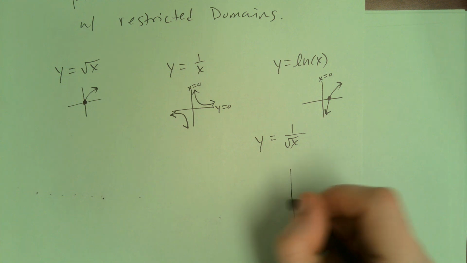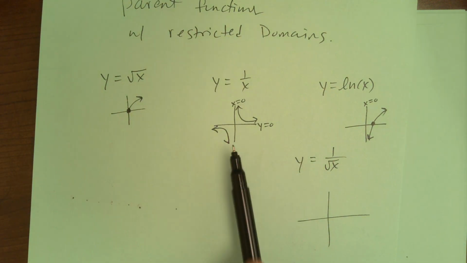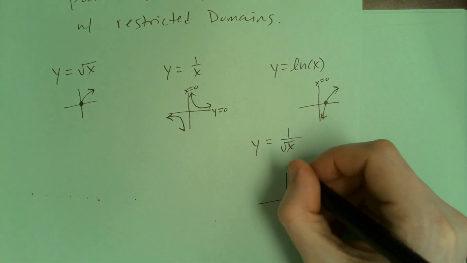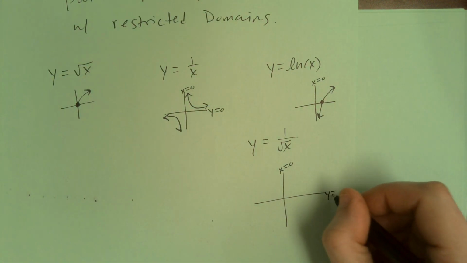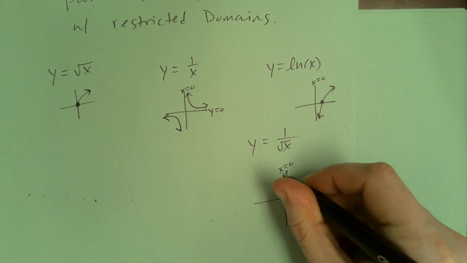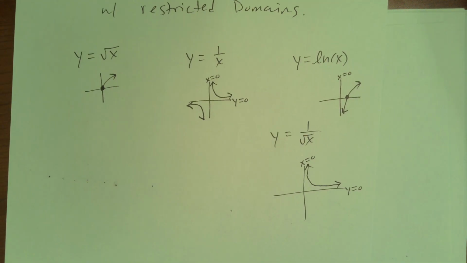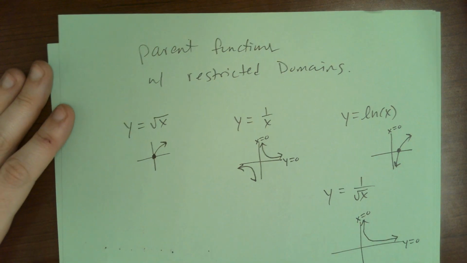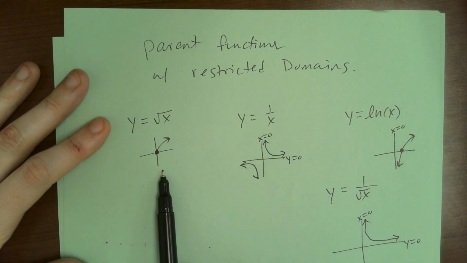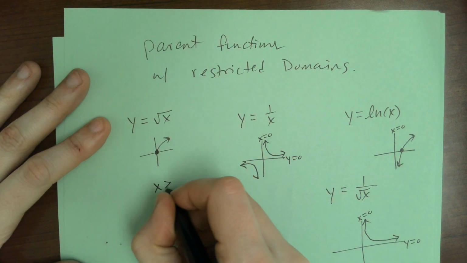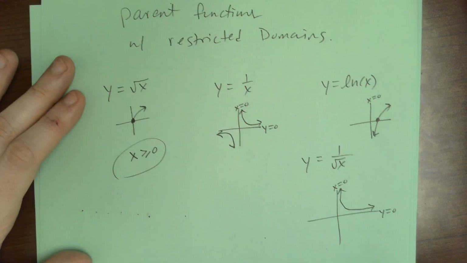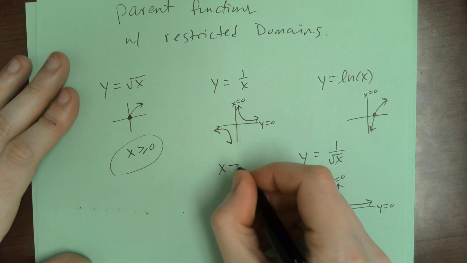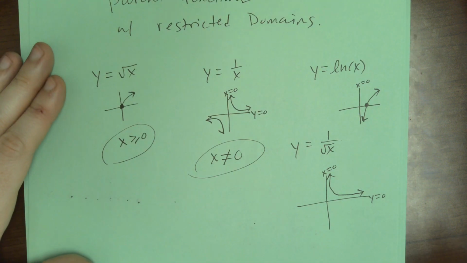But this graph, it looks very similar to this one, except you can't have any negative x's under a square root. So we would still have these asymptotes, but the graph is only in the first quadrant. Okay, so you should know those pictures, and then this is what it helps you figure out. For this parent function, the x's are greater than or equal to 0. For this parent function, x could be anything except 0. So x is not equal to 0.